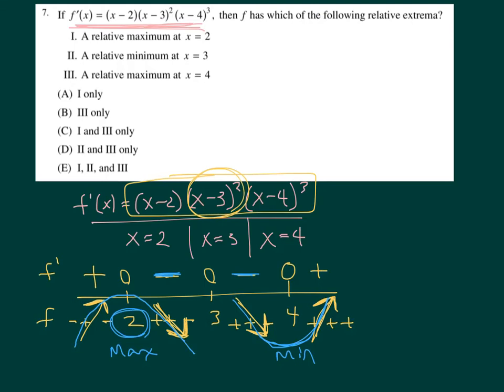And so here, if you look at your choices, is there a relative max at 2? Yes, there is. So that is true. Is there a relative min at 3? No, that's not true. Is there a relative max at 4? No, that's not true. So the only one that is true is choice A, one only.